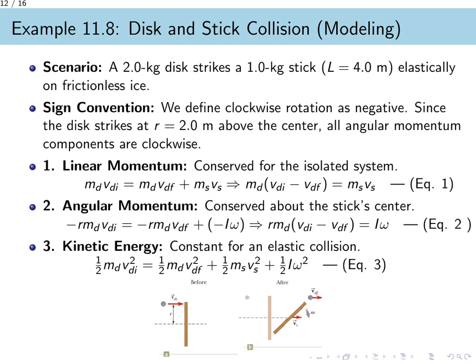Linear momentum is conserved because the net external force is zero, while angular momentum is conserved about the stick's center because there is no net external torque. For the angular momentum equation, we define clockwise rotation as negative to match the initial clockwise momentum of the disc striking the top of the stick. Because the collision is elastic, the total kinetic energy also remains constant throughout the interaction.